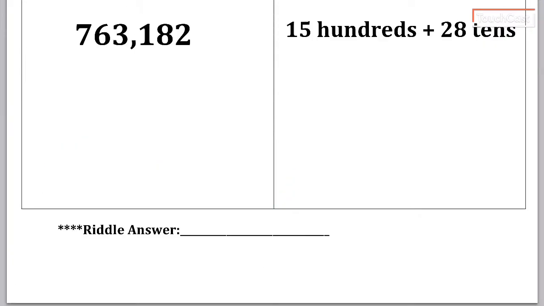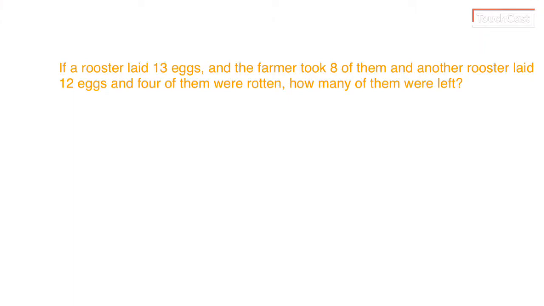Alright guys, get ready for your riddle. You're all the way at the back on the bottom of your homework. If a rooster laid 13 eggs, and a farmer took 8 of them, and another rooster laid 12 eggs, and 4 of them were rotten, how many of them were left?